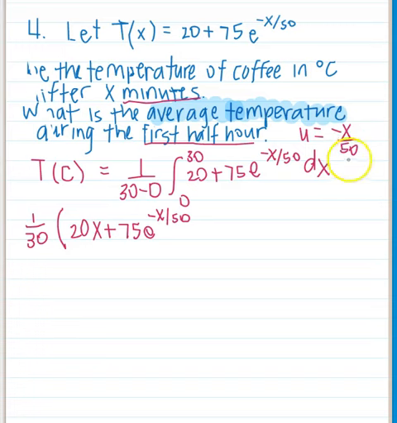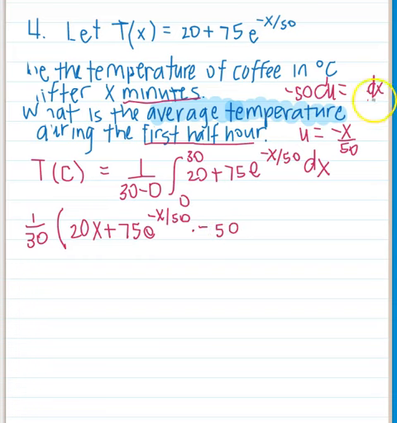Okay, if your u is negative x over 50, your du is going to be negative 1 over 50 dx, right? I want to solve for the dx, so I'm going to multiply both sides by negative 50. Remember that rule I told you before? Once you start getting really good, if your u is a linear function, the slope to undo it is going to be what we're multiplying by. So if the slope here is negative 1 over 50, we're going to multiply the whole thing by negative 50.